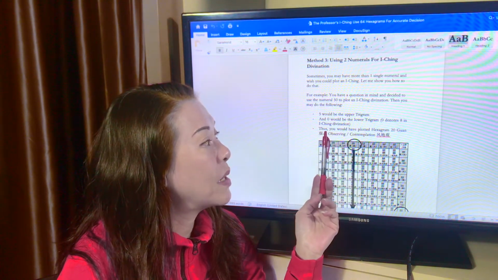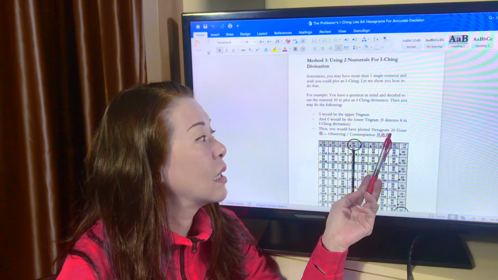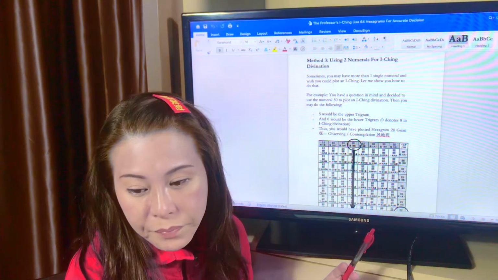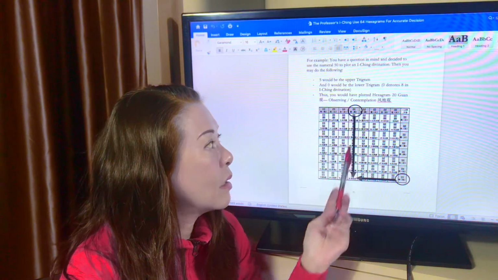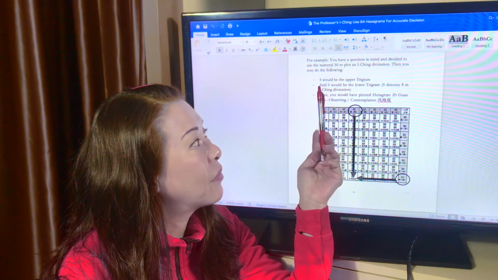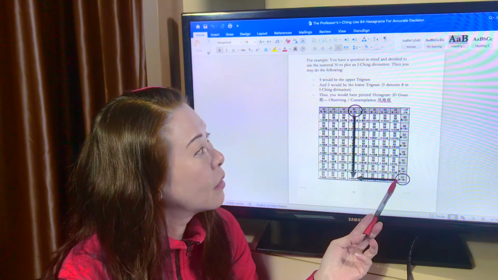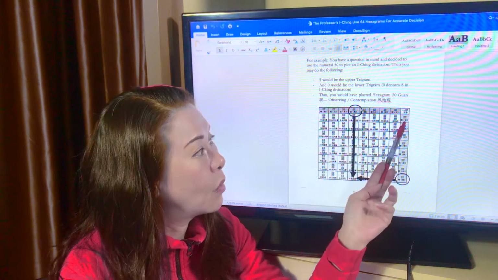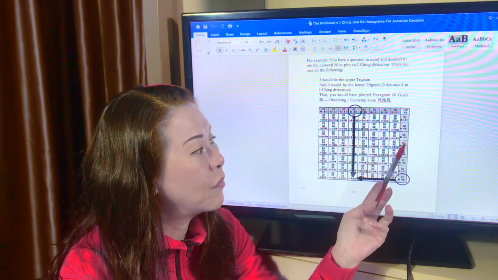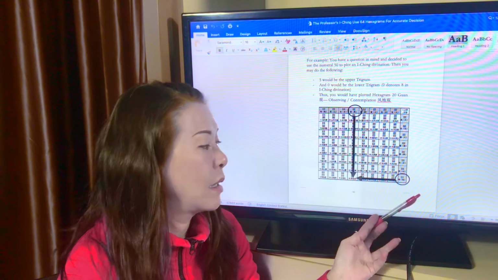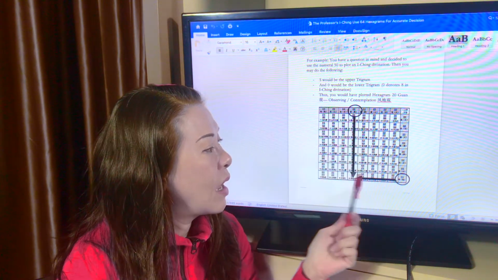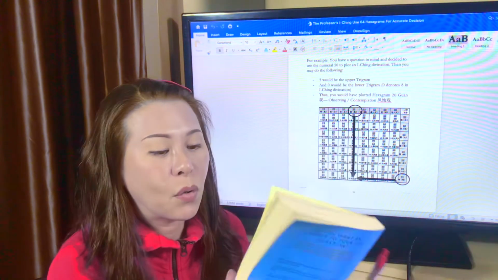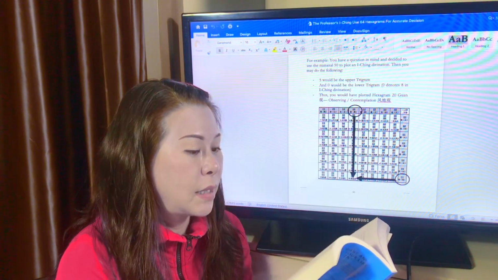So what would happen is you would have plotted hexagram 20. Why? Because of the upper trigram and the lower trigram. The upper trigram is 5, right? The lower trigram is 8. Counting 1, 2, 3, 4, 5 for the upper trigram, and trigram 1, 2, 3, 4, 5, 6, 7, trigram 8. So you use 5 and 8, and you will find hexagram 20. Flip this book and look for hexagram 20.